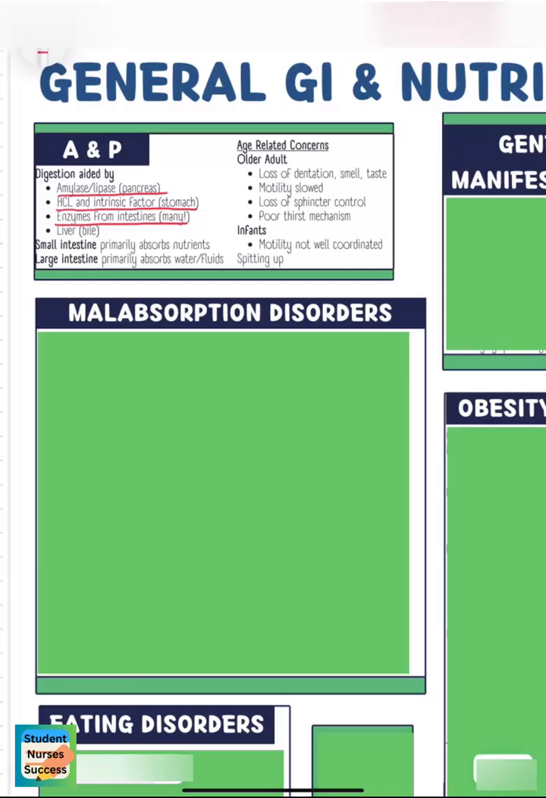Your liver is responsible for making bile, and bile helps break down bilirubin, and it also helps break down fats. Now, your small intestine is primarily in charge of absorbing nutrients. So, individuals who have small intestinal disorders may appear more malnourished because they're not able to get enough nutrients. Your large intestine is primarily responsible for absorbing water and fluids.